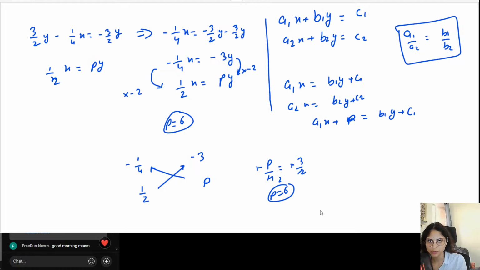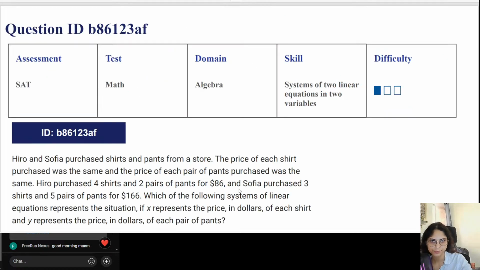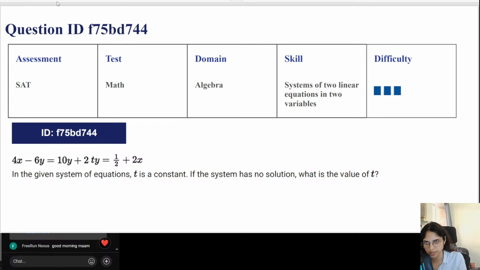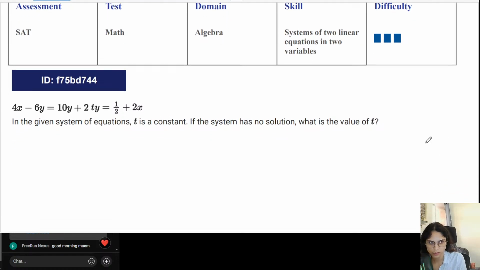Next question is question number 14. Same thing, no solution. Remove constants and just make sure that a1 over a2 is equal to b1 over b2.